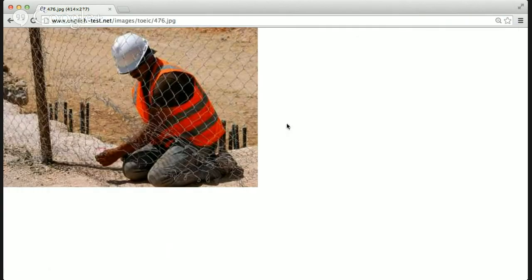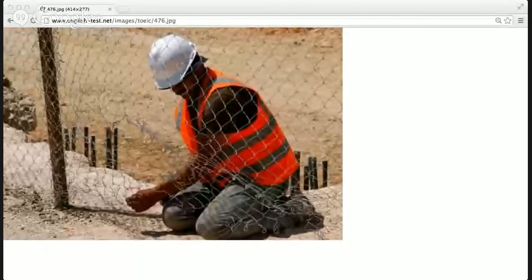Let's go to our next picture here. This is for Felipe. Felipe, what do you see in this picture?